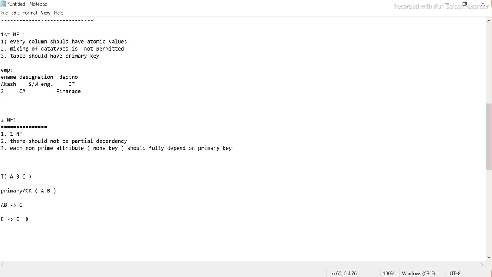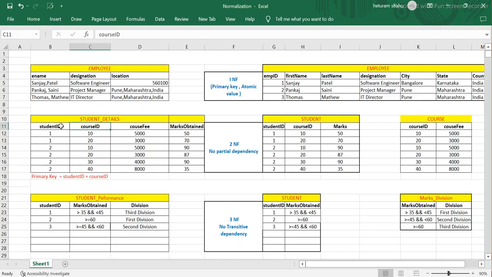In this case it should depend on student ID and course ID. But in reality, course fee is only dependent on course ID. It doesn't have to do anything with the student ID. So this table is not in second normal form, guys.